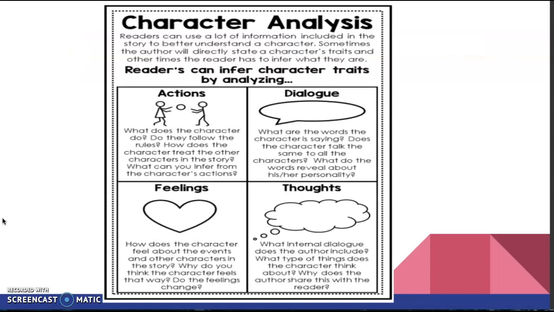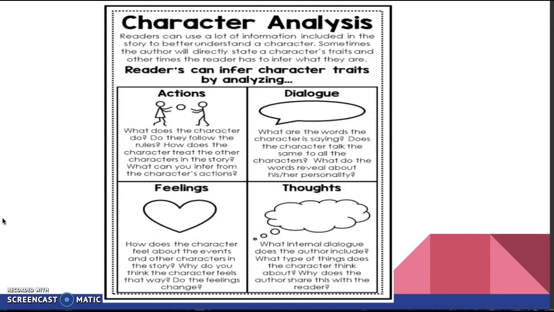So in order to do a character analysis, readers can use a lot of information included in the story to better understand a character. Sometimes the author will directly state a character's traits, and other times the reader has to infer what they are. Readers can infer character traits by analyzing their actions. That's what the character's doing, how they're acting with someone else. Do they follow those rules, those choices that they're making? You can also analyze the character's dialogue, what they're saying or how they're saying it. Are they saying the same thing to another character?